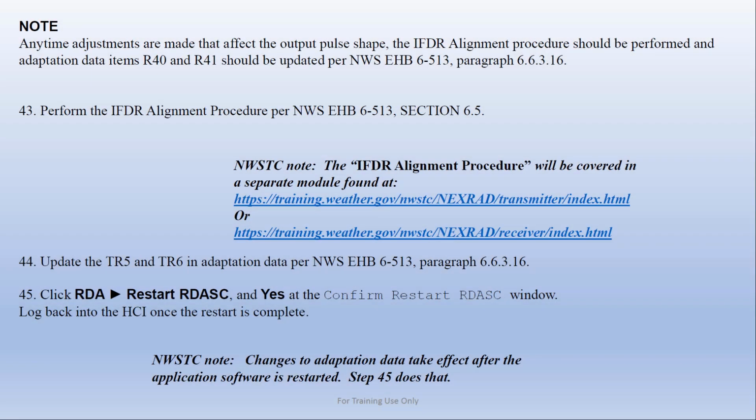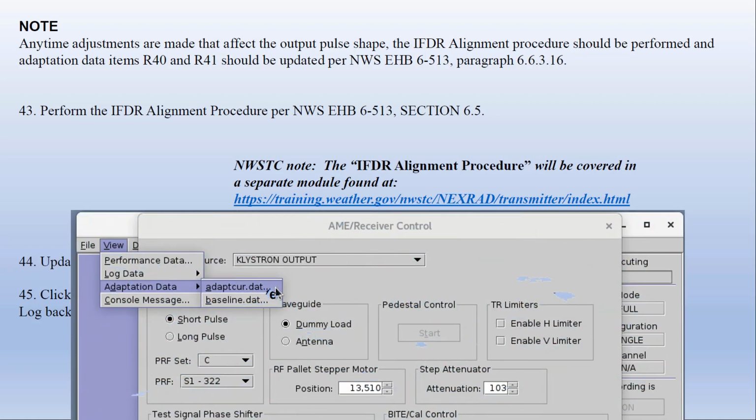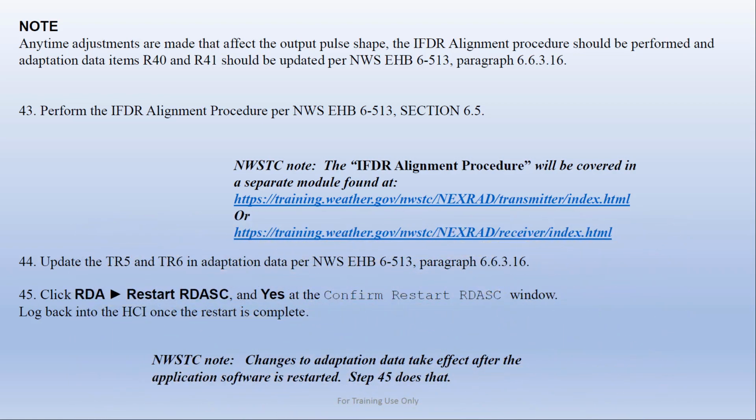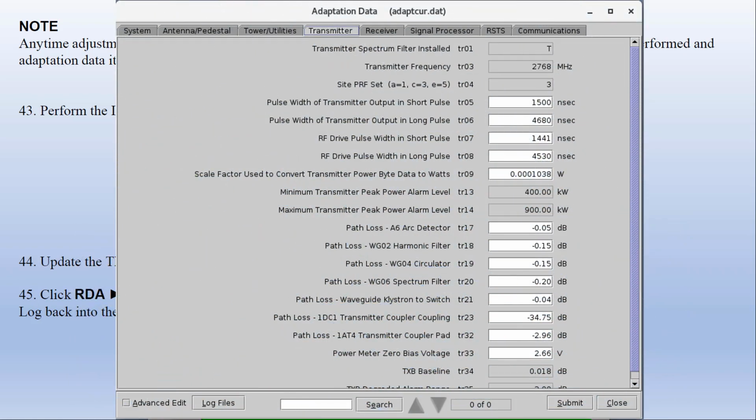And after we complete the IFDR alignment procedure, we need to update TR5 and TR6. We'll do this by opening up our adaptation data, View, Adaptation Data, adapt.cur, just like we did before. That'll give us our transmitter page.